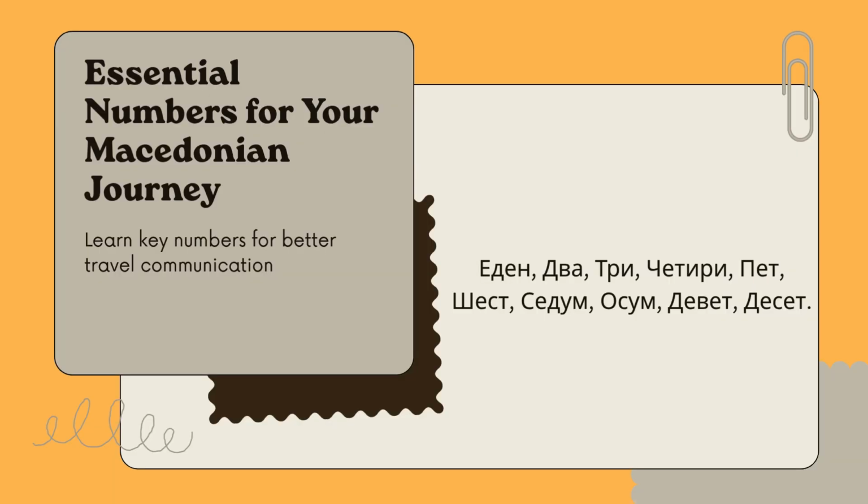Let's say them slowly together. Eden, dva, tri, chetiri, pet, shest, sedum, osum, devet, deset. Now let's say it a bit faster. Eden, dva, tri, chetiri, pet, shest, sedum, osum, devet, deset. There you go.